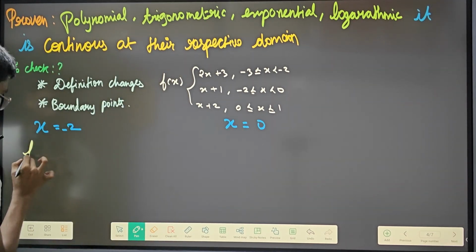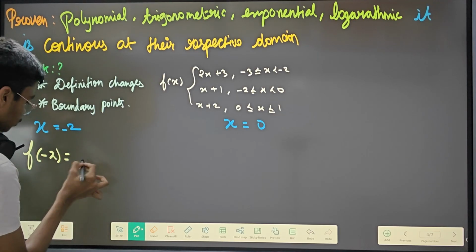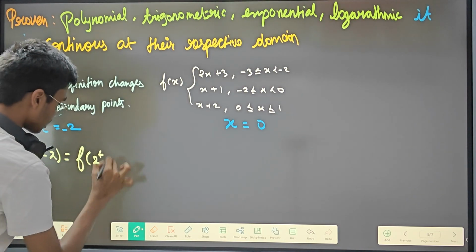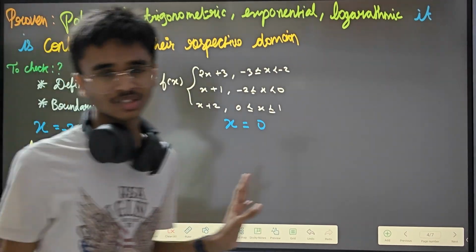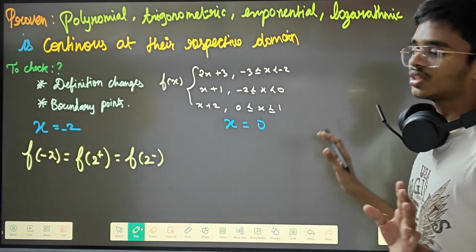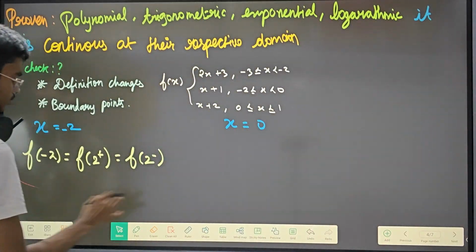Okay, so f of minus 2 should be equal to f of 2 plus, which should be equal to f of 2 minus. Instead of writing limits, I'm feeling very lazy to write limits. Okay, so like this you have, right? Now what are you going to do?